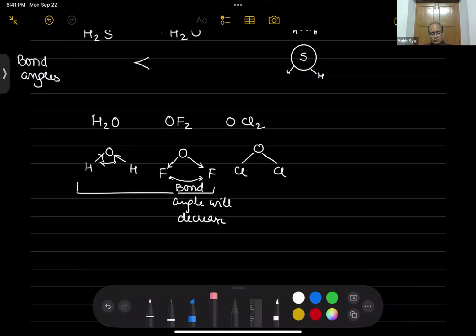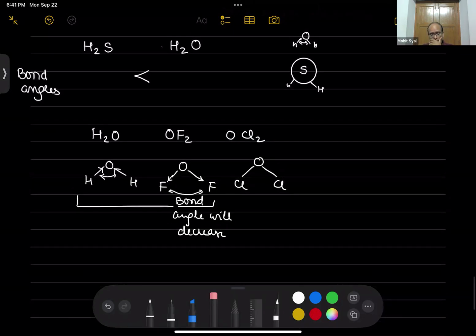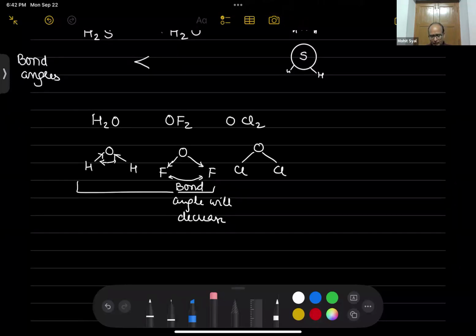Why? I told you the bond angle decreases with the increase in electronegativity of the substituent. Chlorine being more electronegative will pull the electrons away, so less repulsion. In this case, the repulsion is going to be more.